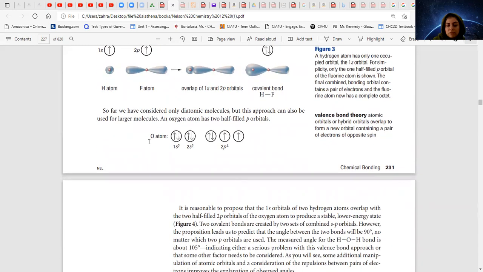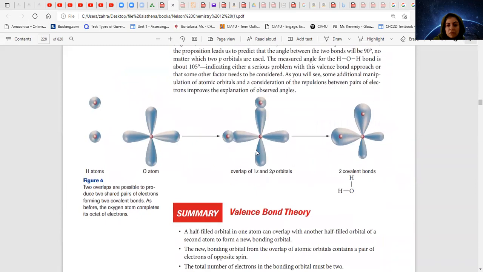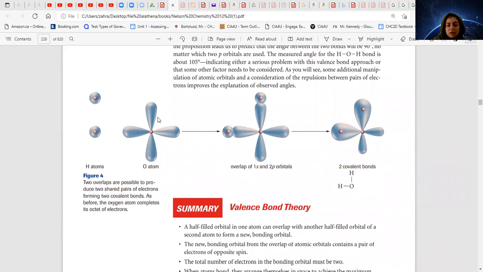Now for oxygen, I know that it has 8 electrons, right? Maybe 1s2, 2s2, 2p4. These two electrons are unpaired and contribute in a bond. As you see, this is the oxygen atom. We have 2 of these electrons unpaired. So this hydrogen comes here and this hydrogen comes here, and then they share the cloud of the electron, and eventually they look like that.